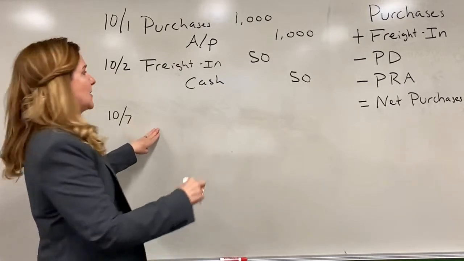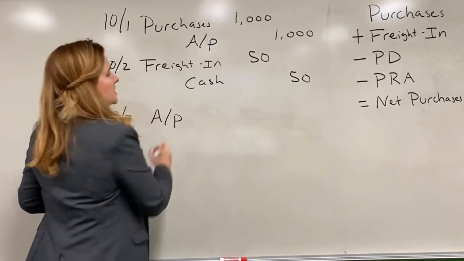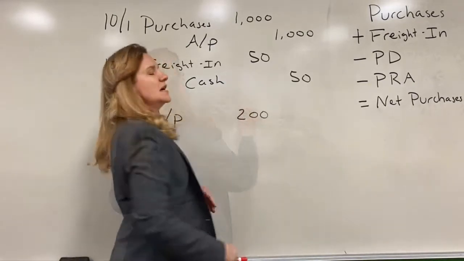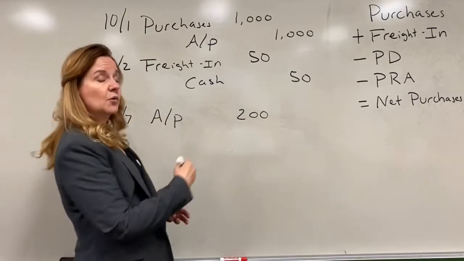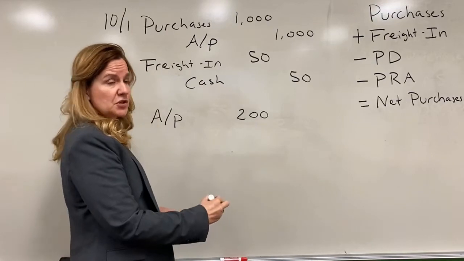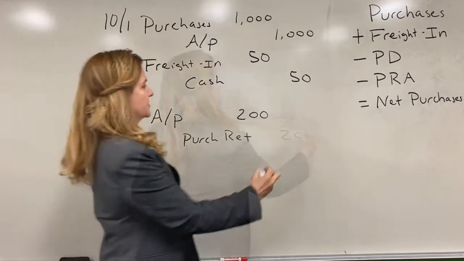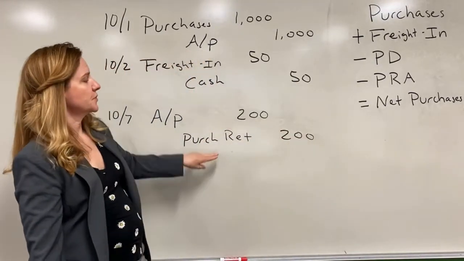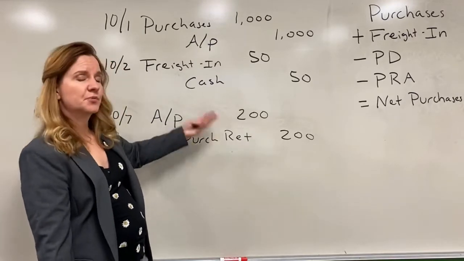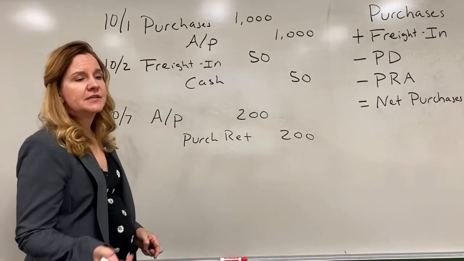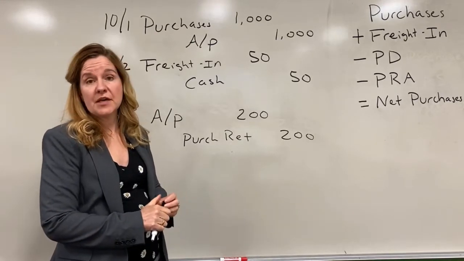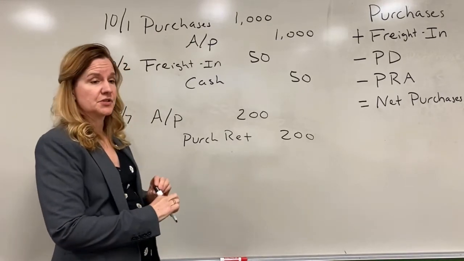So I'm going to debit accounts payable by the $200. Under the periodic method, we have an account called purchase returns. So I'm going to be crediting the purchase returns account for $200. Both the purchases and the purchase return account are temporary accounts that will get closed out at the end of the period.